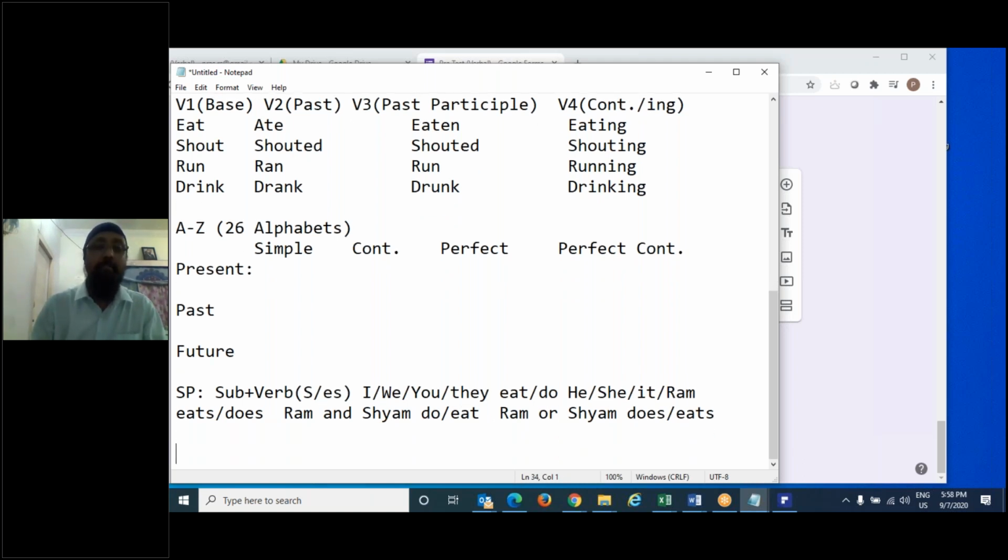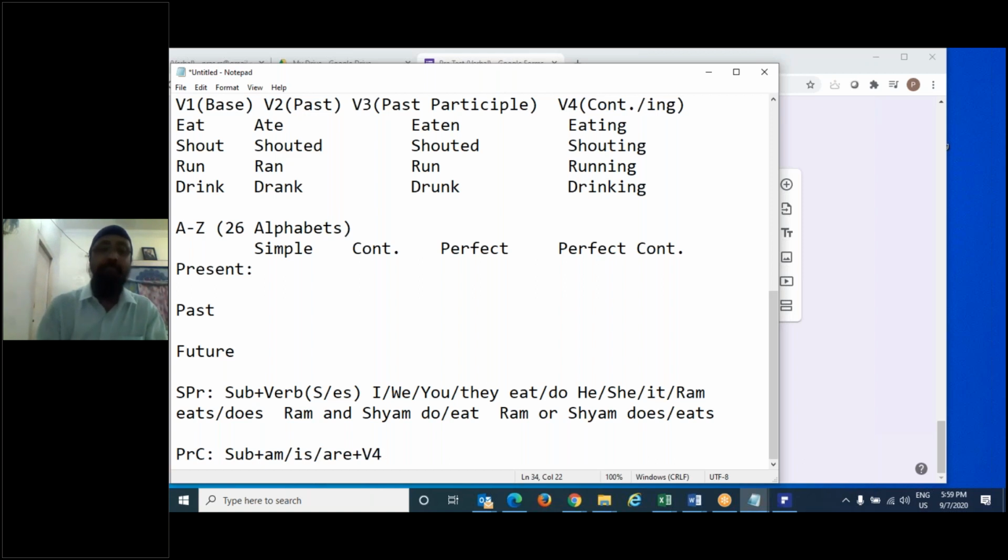Now let's talk about present continuous. Present continuous can be written as PC, or you can say PRC to keep it simple, because we also have P for past. So for present continuous, the rule is very simple, not too many difficulties to understand. It is subject plus am, is, or are plus V4 or ing.